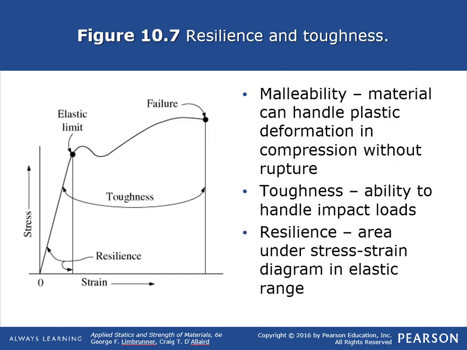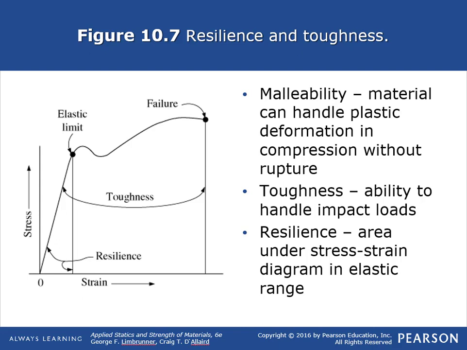Some other definitions for you are resilience and toughness. I want you to think of resilience as operating here in what we call the elastic range. Up to the elastic limit, your part is going to stretch, and then the part will come right back. That's called elasticity, whereas plastic deformation is any deformation that's permanent.